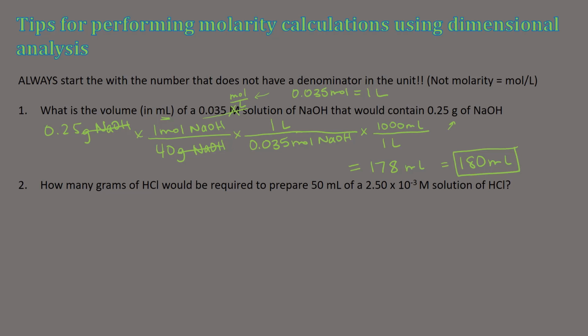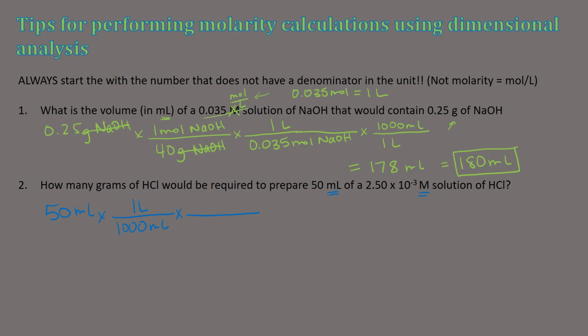All right, number 2: how many grams of HCl would be required to prepare 50 milliliters of a 2.50 times 10 to the negative third molar solution of HCl? So this is a very weak solution, right? And I'm not going to start with molarity. I'm going to start with milliliters. 50 milliliters, and there's 1,000 milliliters in 1 liter.